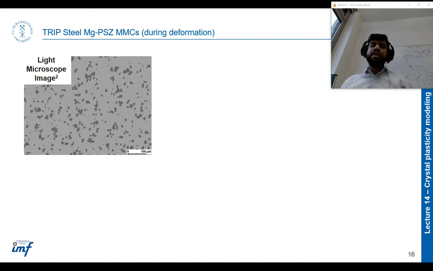So here we have TRIP steel, magnesium partially stabilized zirconia, metal matrix composite.